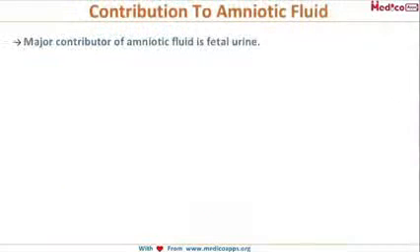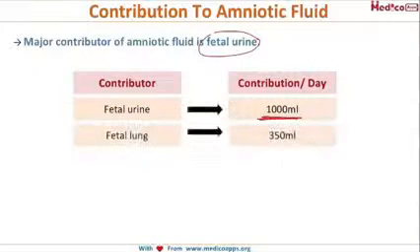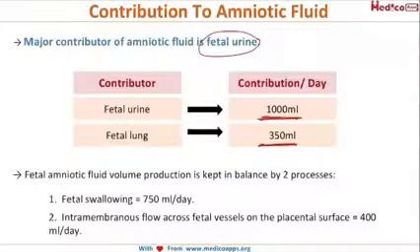And how much urine does it produce? It produces around 1000 ml of fluid per day, whereas from the fetal lungs, we get around 350 ml of fluid per day. Now, this amniotic fluid volume production is kept in balance by two processes. One is the fetal swallowing, and the fetus swallows almost 750 ml of the fluid per day. And there is also intramembranous flow across the fetal vessels on the placental surface to the amount of 400 ml per day. So all these keep the amniotic fluid in balance.